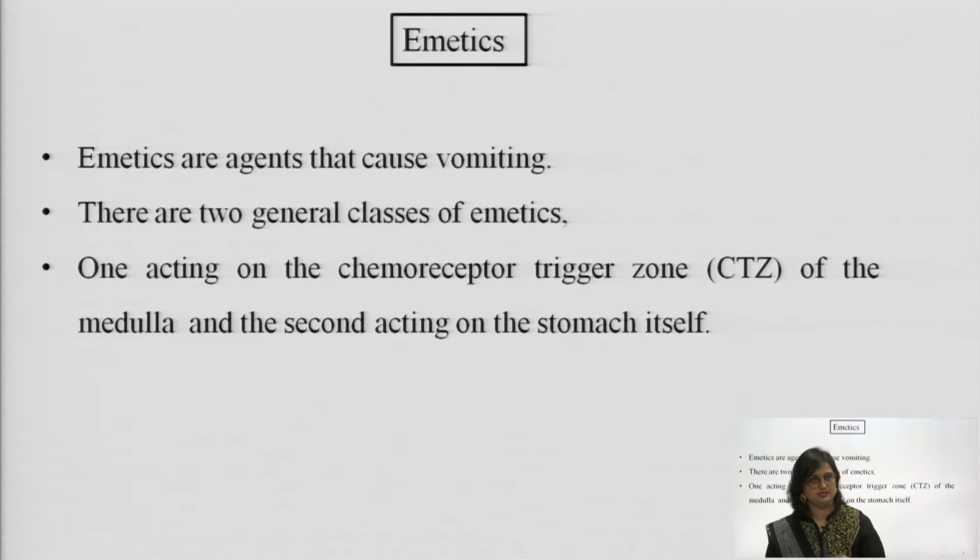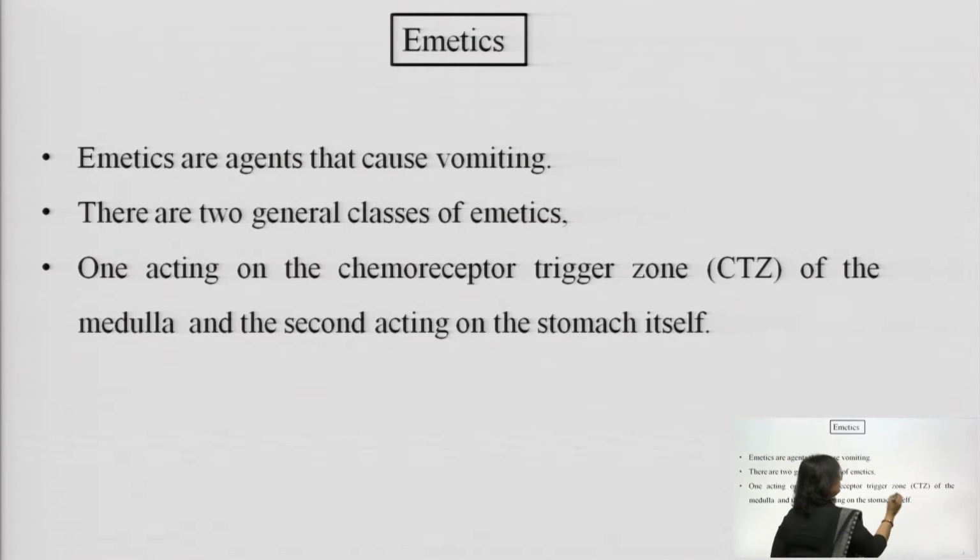What are emetics? Emetics are agents that cause vomiting. They are the agents responsible for vomiting. There are two general classes of emetics. One acts on the chemoreceptor trigger zone. The first class of emetics acts on the CTZ.